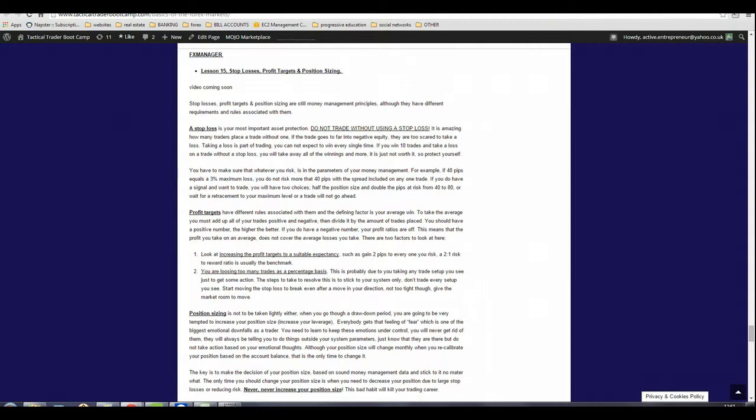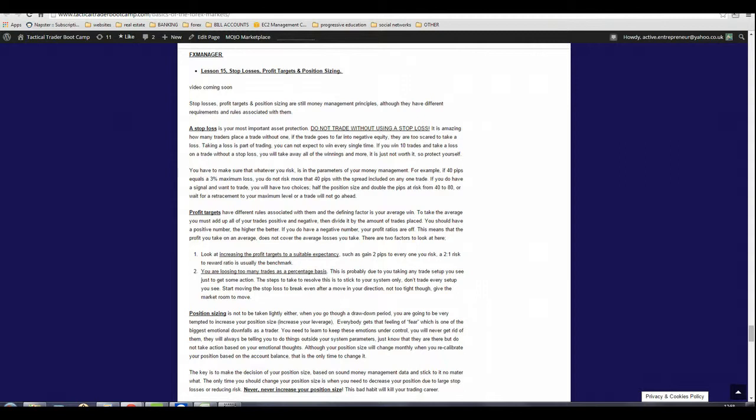Your profit targets have different rules associated with them, and the defining factor is your average win. To take the average, you must add up all of your trades, positive and negative, then divide it by the amount of trades placed. You should have a positive number at the end of it. The higher the better, obviously. If you do have a negative number, your profit ratios are off. This means that the profits that you take on average do not cover the average losses you take.